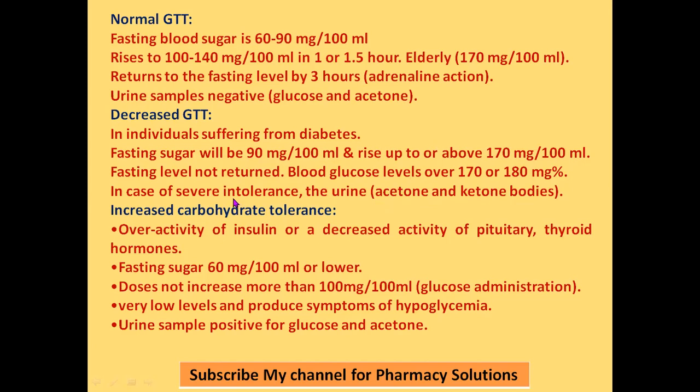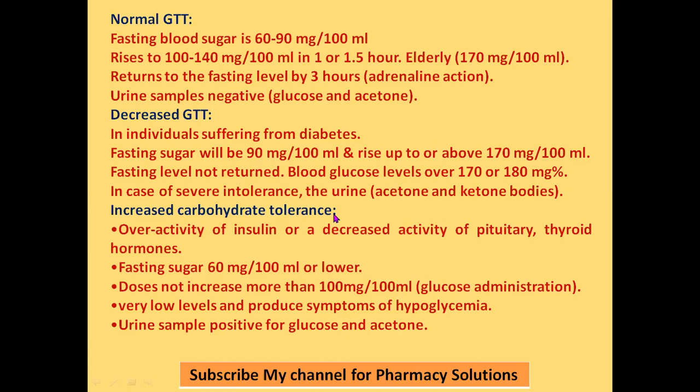Why is this seen in severe intolerance? Because glucose is not utilized, so there is no energy. Energy is produced by lipid metabolism, which produces acetyl-CoA. More acetyl-CoA molecules are produced, which are used for synthesis of ketone bodies. So there will be presence of these ketone bodies in urine, as well as acetone in breath.